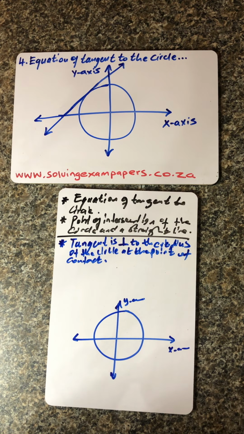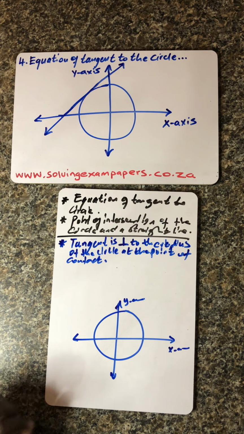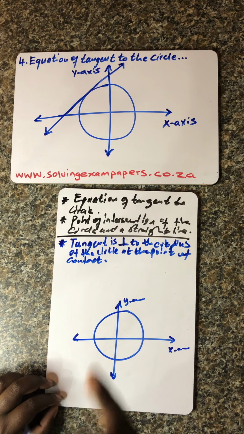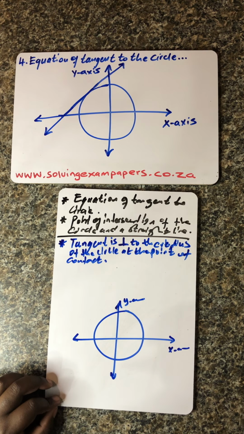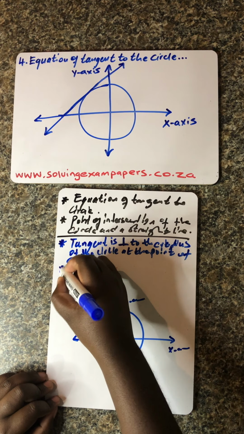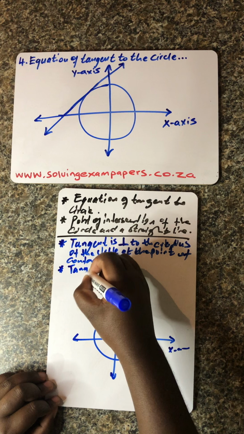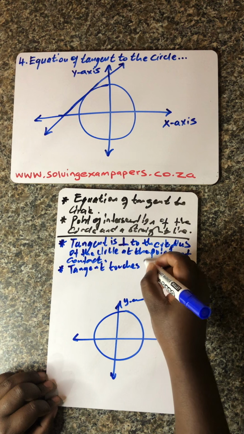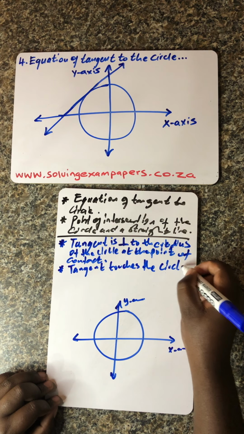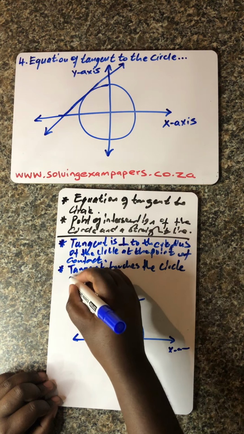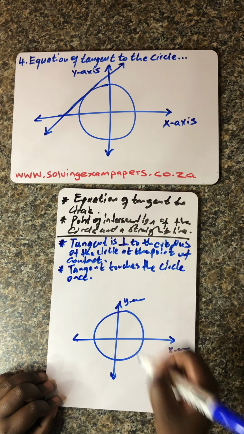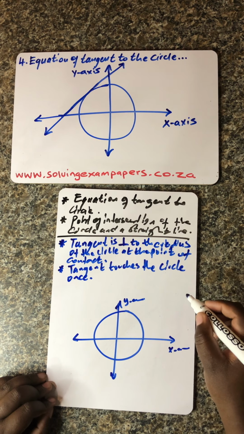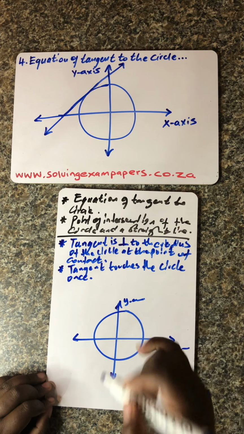Okay, so remember guys, a tangent touches the circle once. I'm not really sure if you understand this part, ladies and gentlemen. Let me just write it down to say tangent touches the circle once, or it cuts the circle at one point.